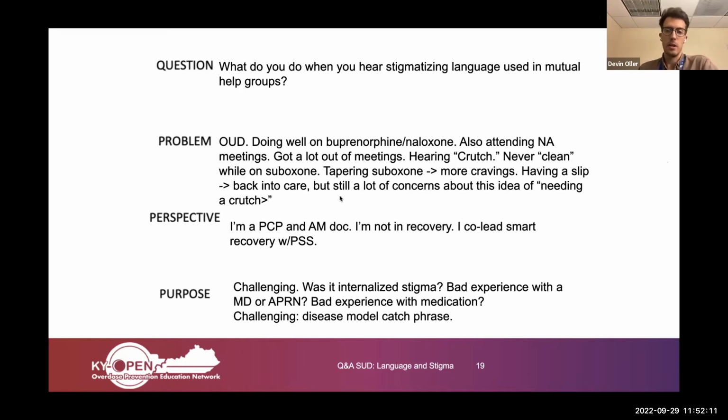The guy got back into care, but in talking with their doctor, they still had a lot of concerns about this idea of needing a crutch. And this is the perspective of the person who submitted it. They said that it was really challenging, this internalized stigma, prior bad experiences with a doctor, bad experience with medication, and struggling with, what's the best way to describe the disease model in a way that somebody can connect with?